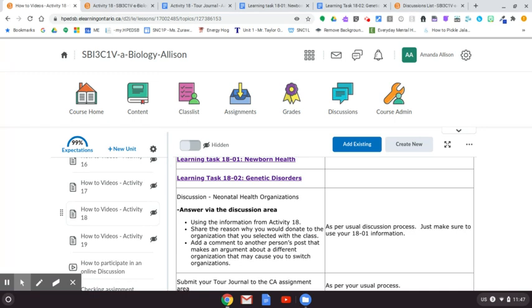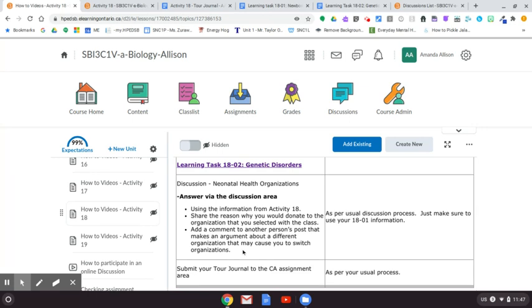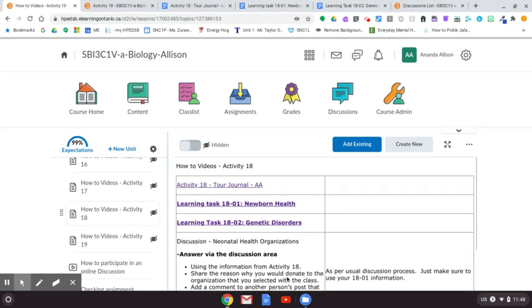What else am I thinking? Yeah, I guess that's kind of it. And then you have to respond on somebody else's once they've responded. Don't forget, you won't see anybody else's post until after that. And then you're going to submit your tour journal as per usual to the culminating activity area.